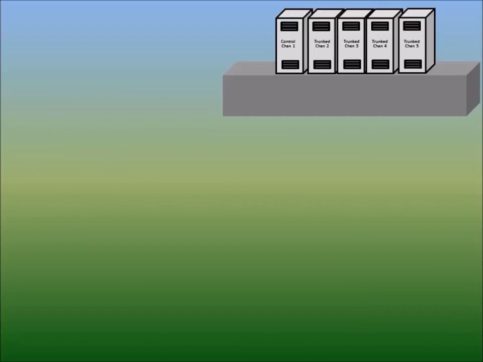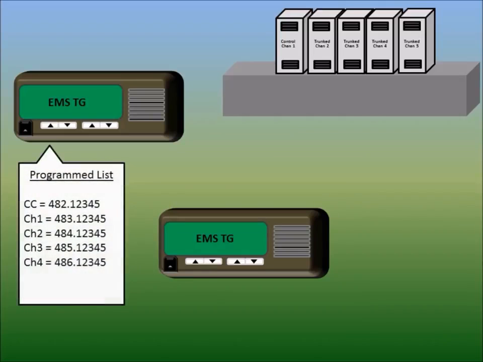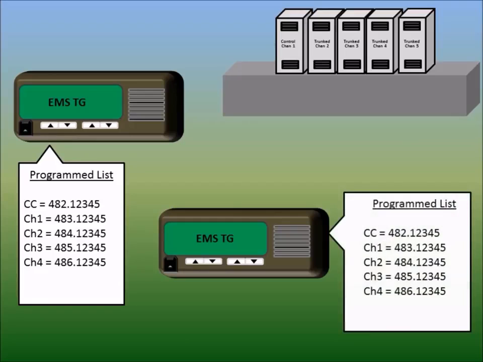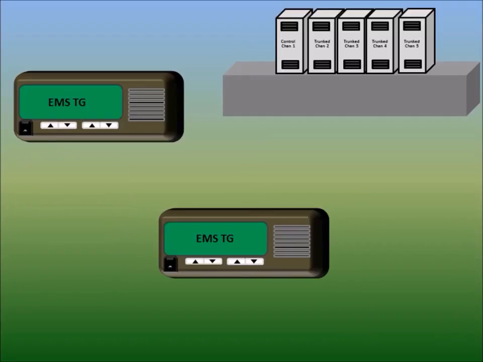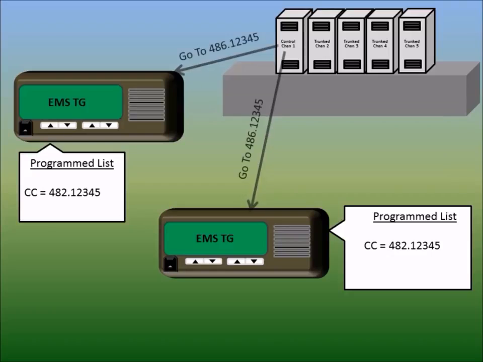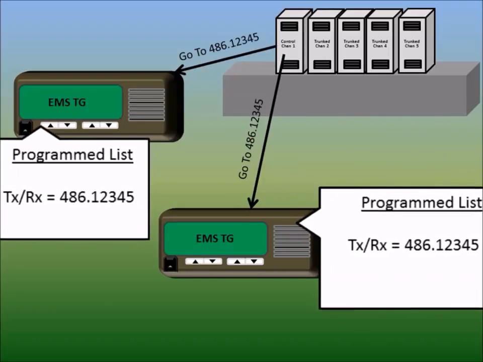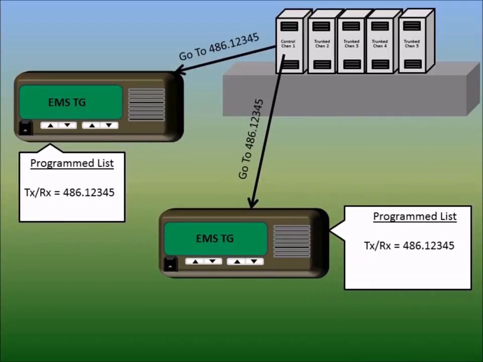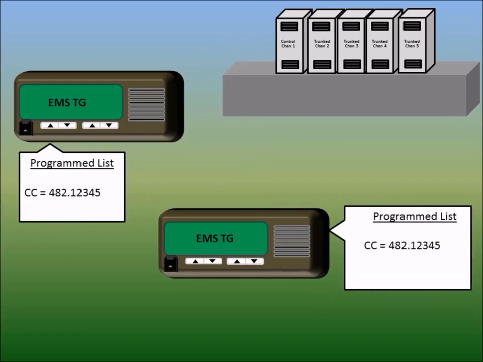P25 trunking uses a control channel, and subscribers operate in either an implicit or explicit mode. In implicit mode, all subscribers are programmed with the channel and trunking frequencies. The radio then looks at its own list of frequencies to go to when directed by the control channel. In explicit mode, the subscriber gets its frequency information from the system. When the call is complete, the subscriber goes back to the control channel.